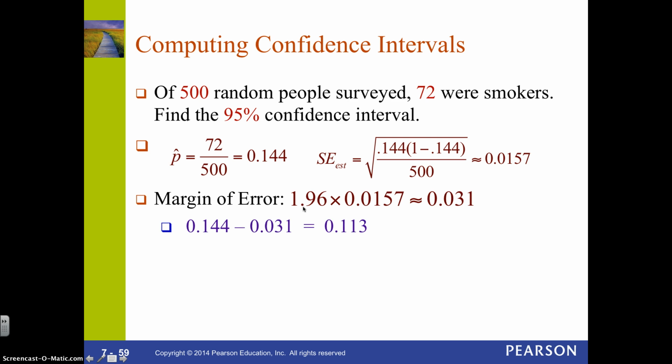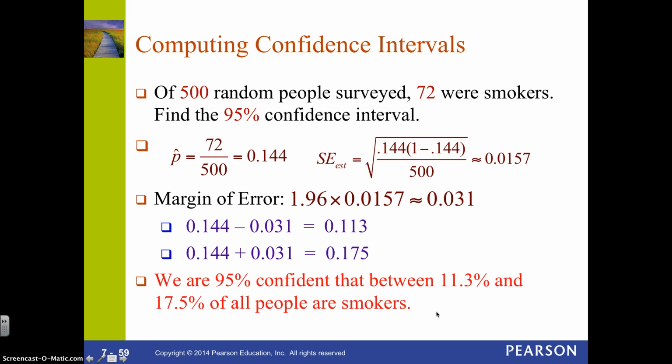Now I can take the 0.144 minus the 0.031, my margin of error. That gives me about 11.3%, and the top value is about 17.5%. So how do I write my conclusion? We are 95% confident that between 11.3% and 17.5% of all people are smokers.